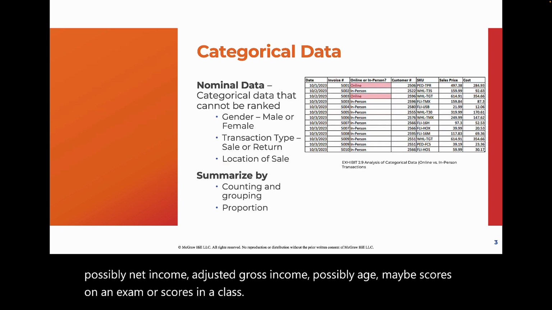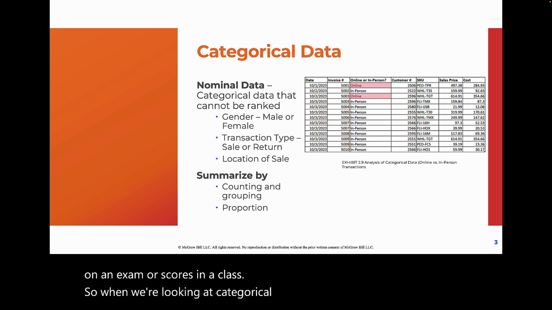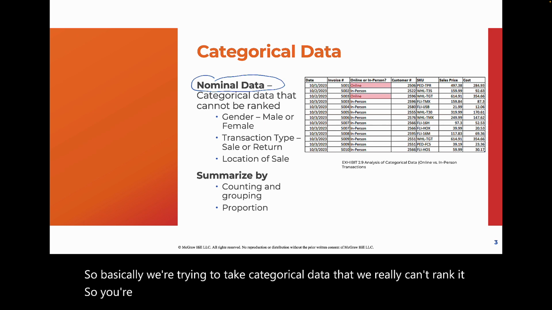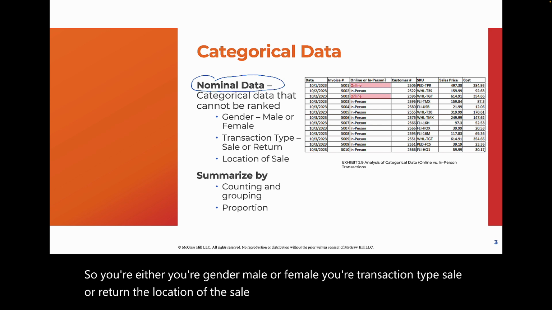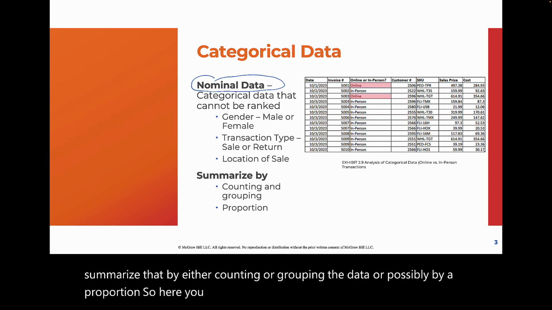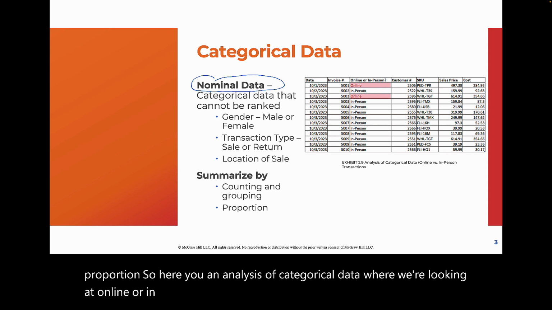So when we're looking at categorical data, we want to discuss nominal data. So basically, we're trying to take categorical data that we really can't rank. So you're either your gender, male or female, your transaction type, sale or return, the location of the sale, Northeast, Midwest, and we want to try to summarize that by either counting or grouping the data or possibly by a proportion. So here you see an analysis of categorical data where we're looking at online or in-person type of transactions.